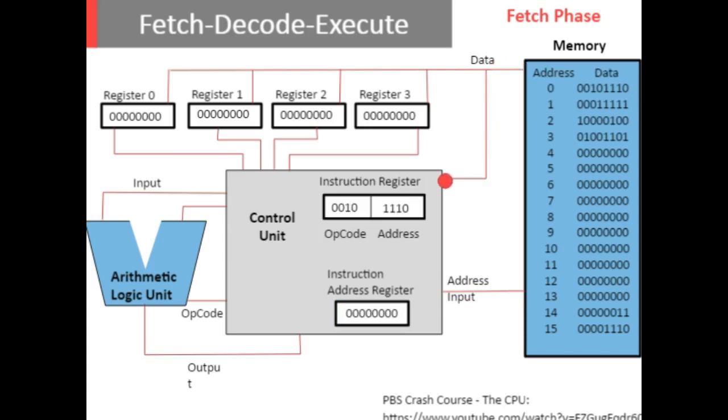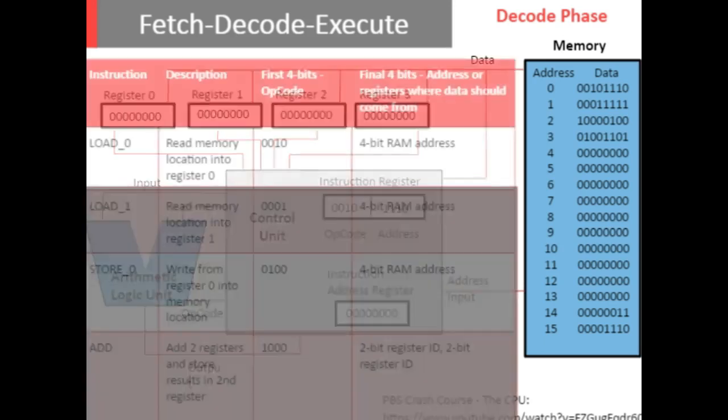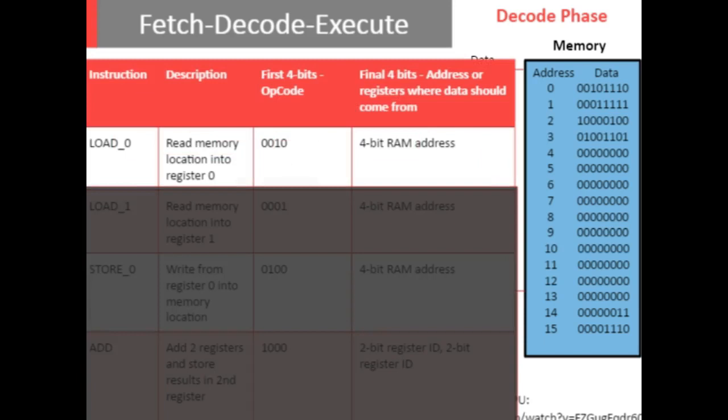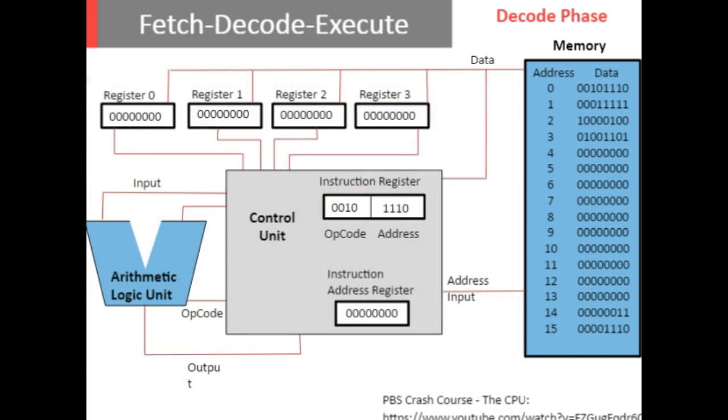The control unit then decodes the instruction. Remember, the first 4 digits represent an operation code. In this case, 0010 is the code for load 0. Read an instruction from the memory location provided and place it in register 0. The second set of 4 digits is the location holding the value to be loaded in register 0, location 1110 or 14 in decimal. Now that the instruction has been decoded, it can be executed. The control unit configures memory to load the value in address 14 into register 0. We increment the instruction address register to 1, and the first cycle is complete.